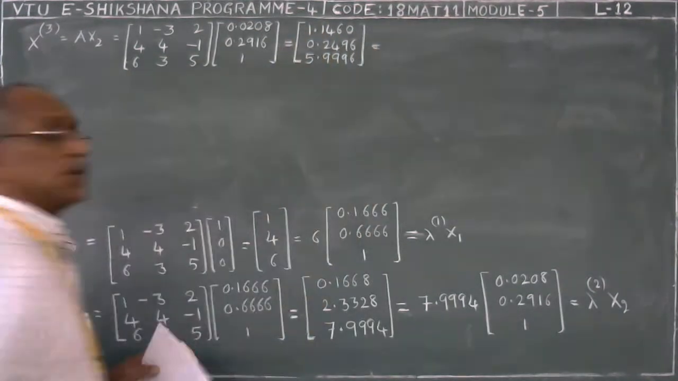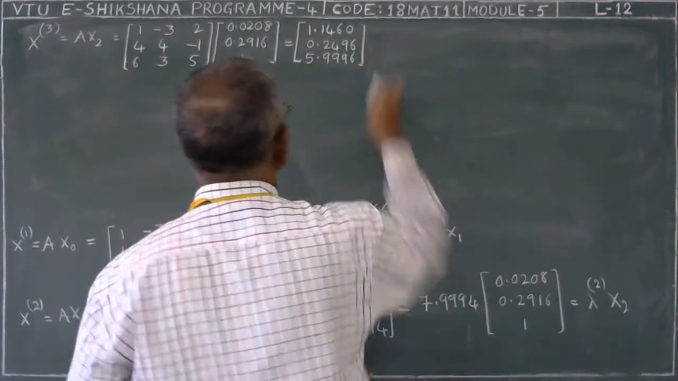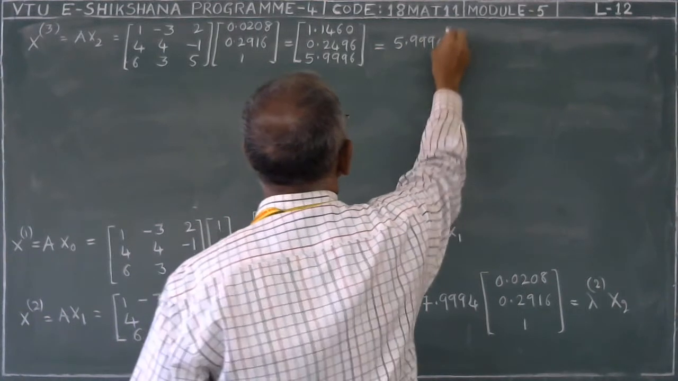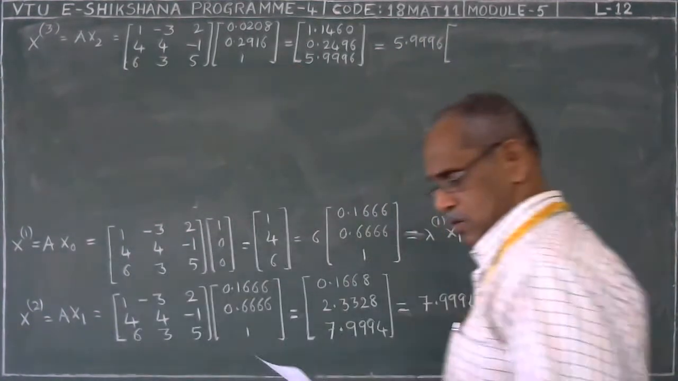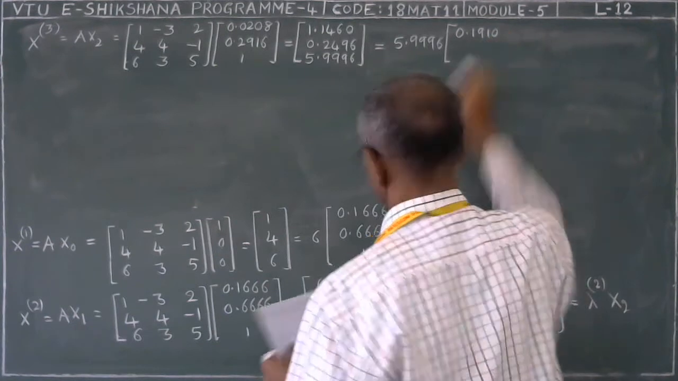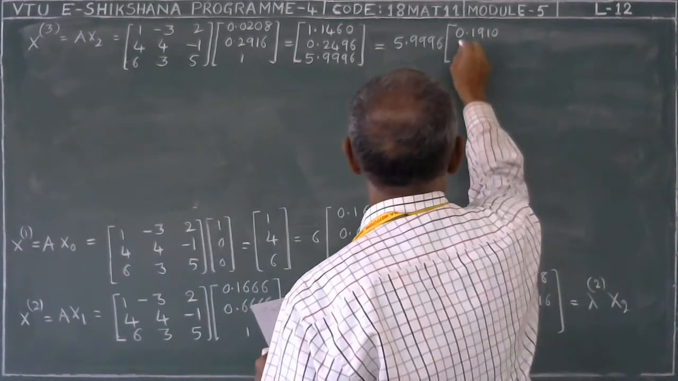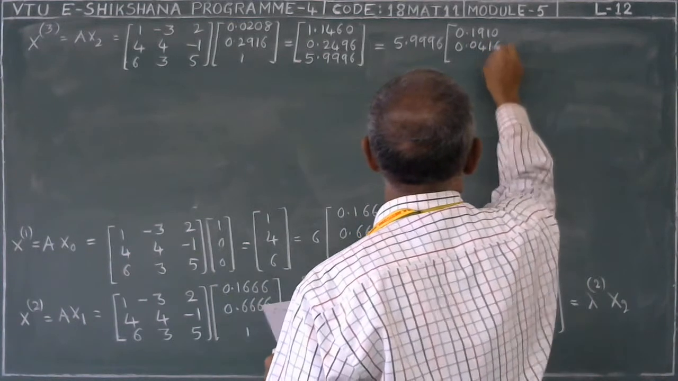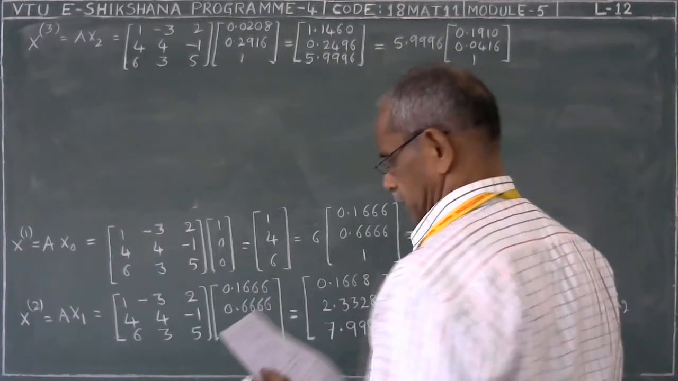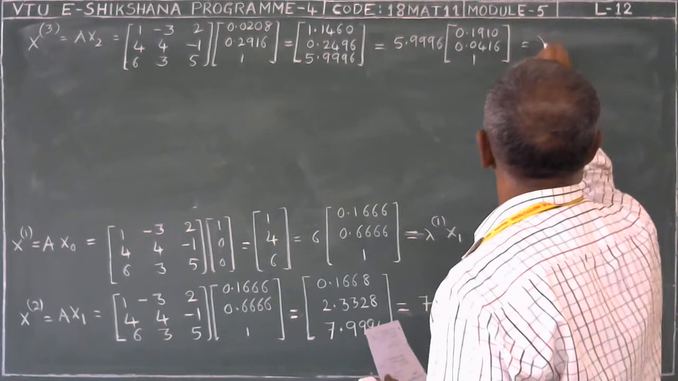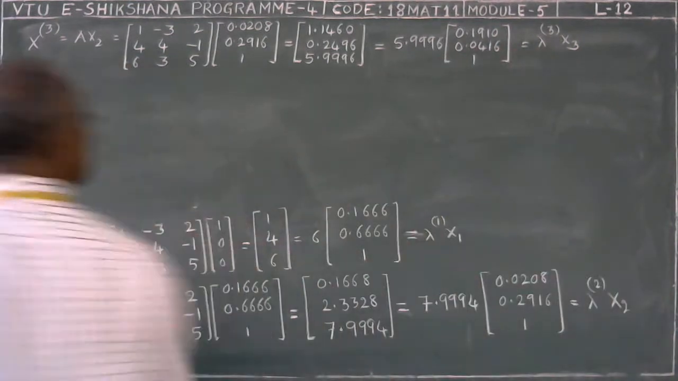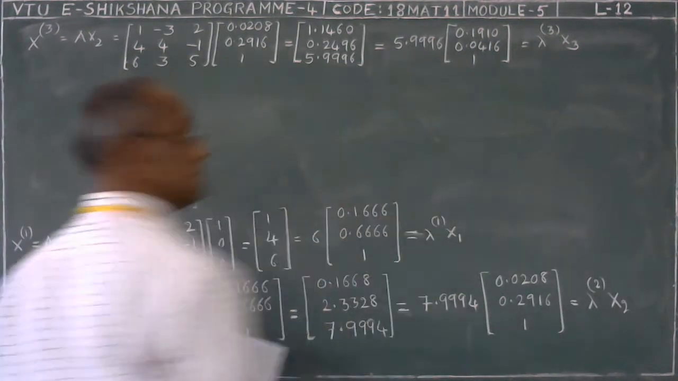Among these, the numerically largest entry is 5.9996. So taking out this 5.9996 and simplifying, you get 0.0243, 0.0416, then 1. So call this lambda 3 x3. Okay, so this is lambda 3 and this is x3.